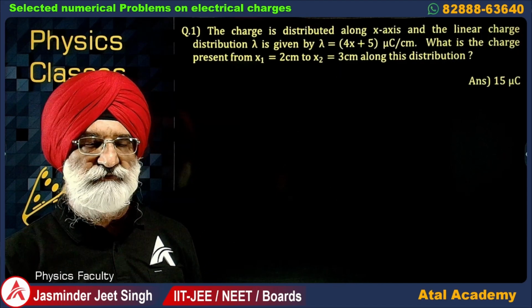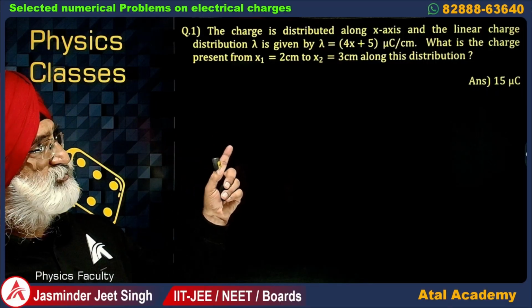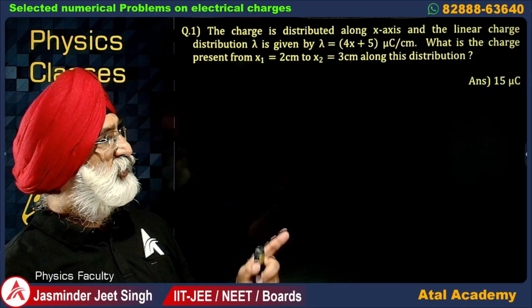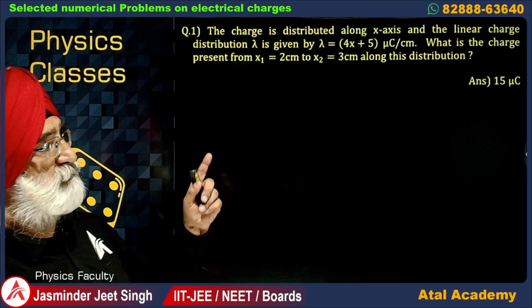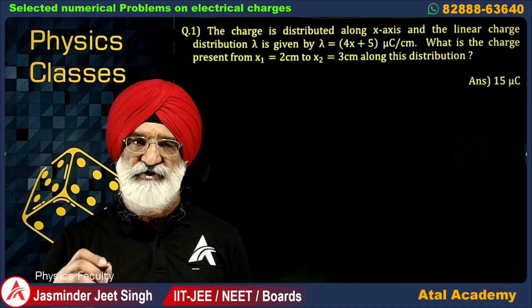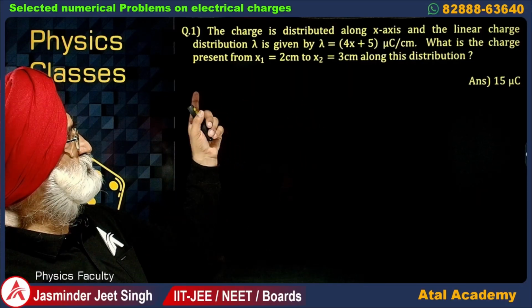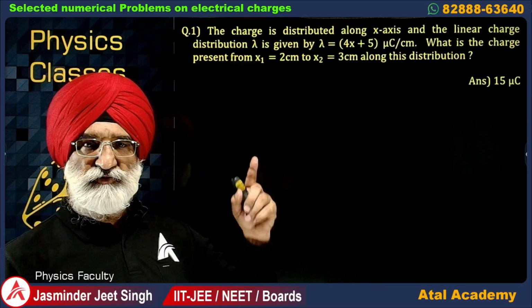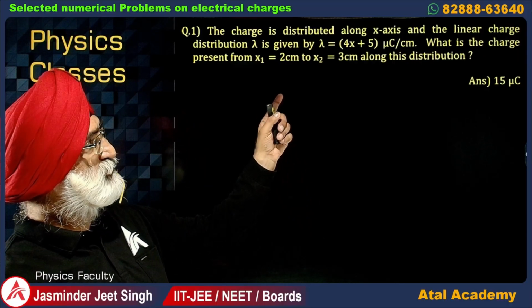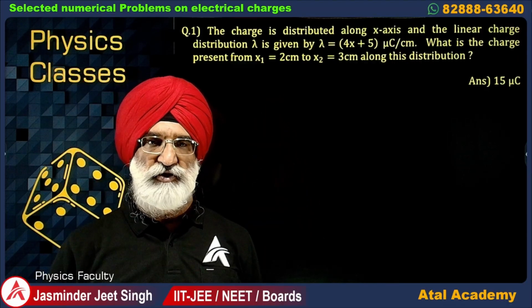Numerical number 1. The charge is distributed along x-axis and the linear charge distribution lambda is given by 4x plus 5 microcoulomb per centimeter. What is the charge present from x1 equal to 2 centimeters to x2 equal to 3 centimeters along this distribution?